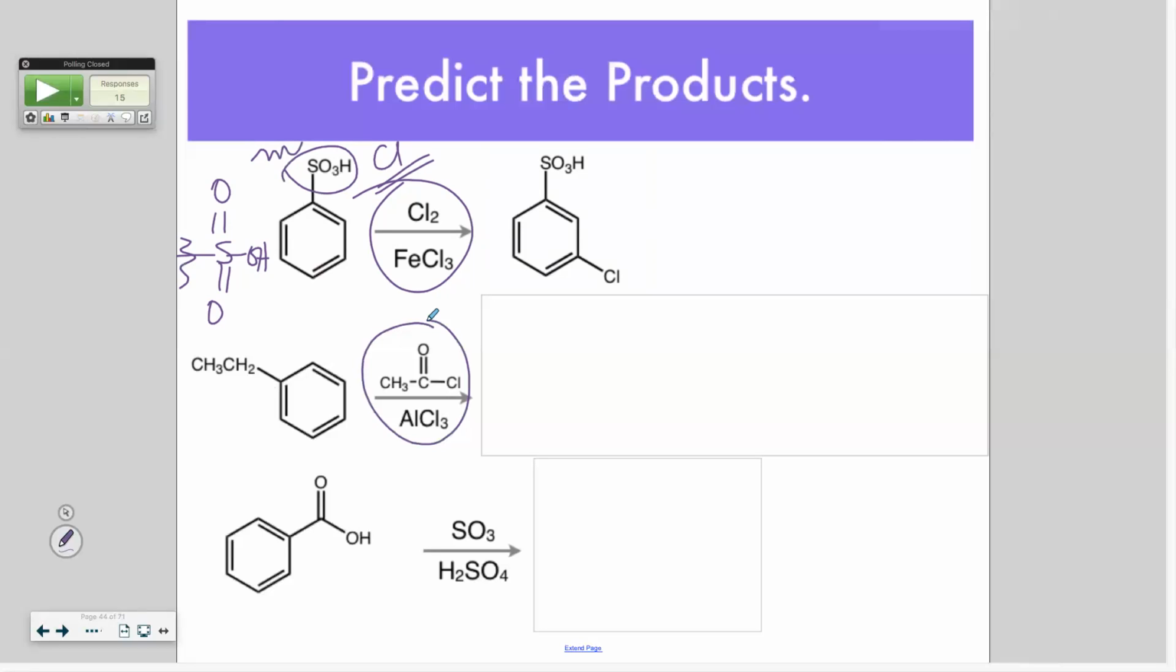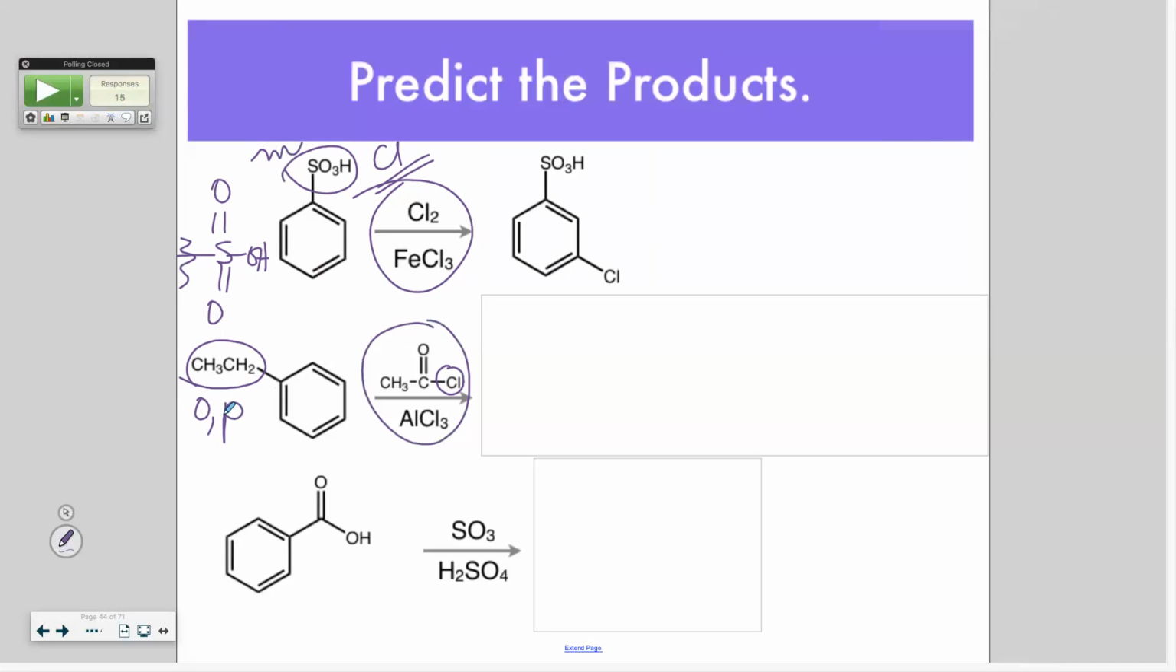The C double bond O is attached to a methyl, not the chlorine. Okay, that part's going to leave. Okay, what is this group? What kind of director is it? It's an activating ortho/para director.